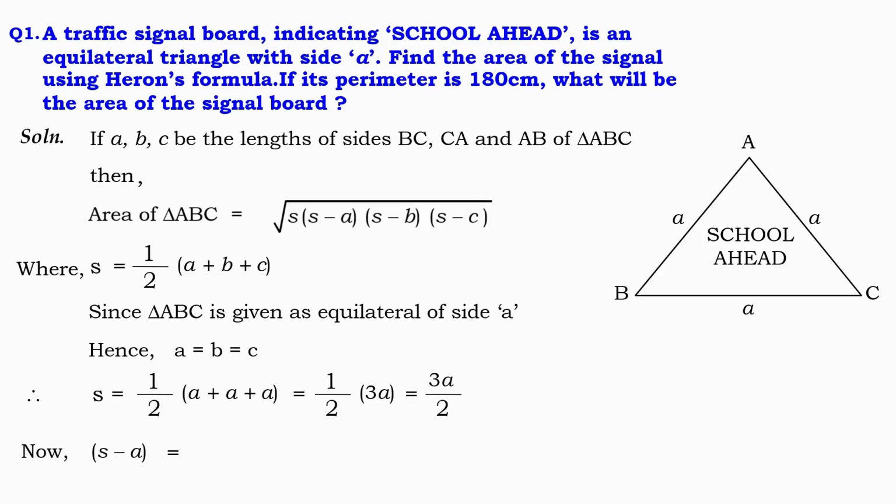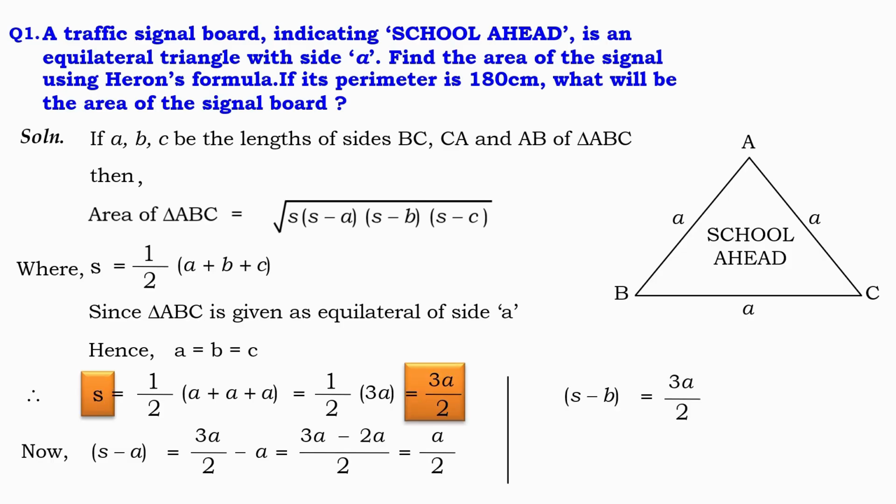Now here s minus a will be equal to 3a by 2 minus a. So now let us simplify this. Do the LCM of 2. So it will be 3a minus 2a by 2. That is equal to a by 2. Now similarly, if you calculate s minus b, we will again get 3a by 2 minus b. So here b is a, right? So in the same way we will get a by 2. Now s minus c will also be 3a by 2 minus c. That is equal to 3a by 2 minus a. So again we will get a by 2.